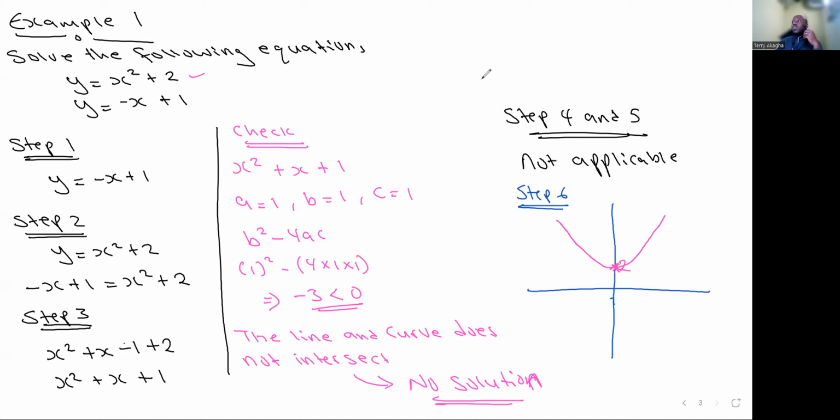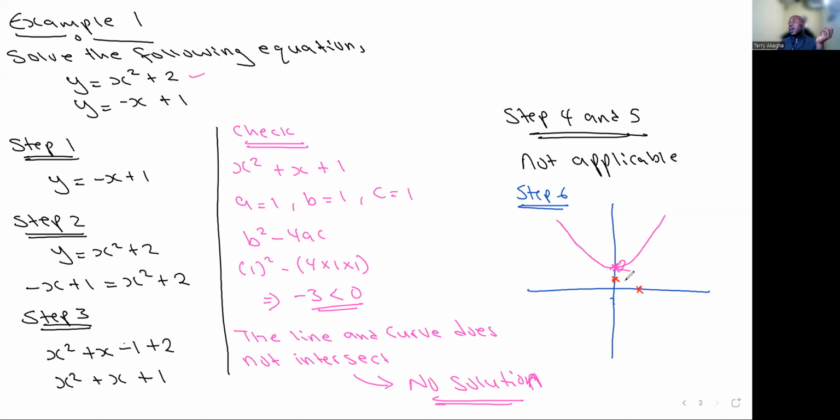Also, if you want to draw the line for minus x plus 1, remember I told you, you need to find the y-intercept and the x-intercept. So the y-intercept for this is going to be plus 1, somewhere here. And the x-intercept for this as well, y is equal to 0, is going to give you 1 as well. So it's going to be somewhere here.